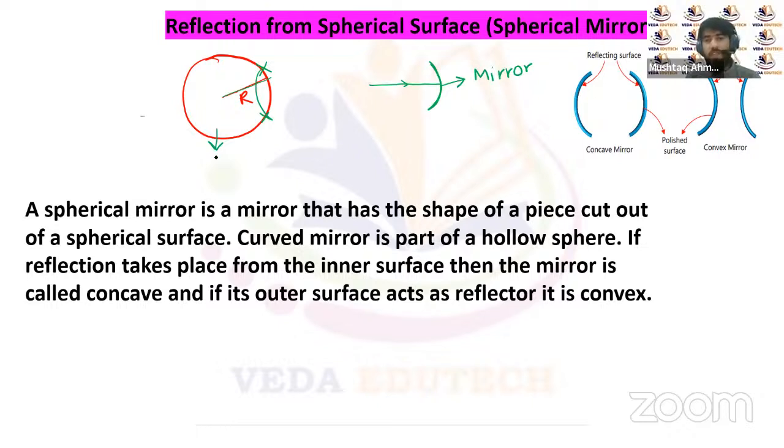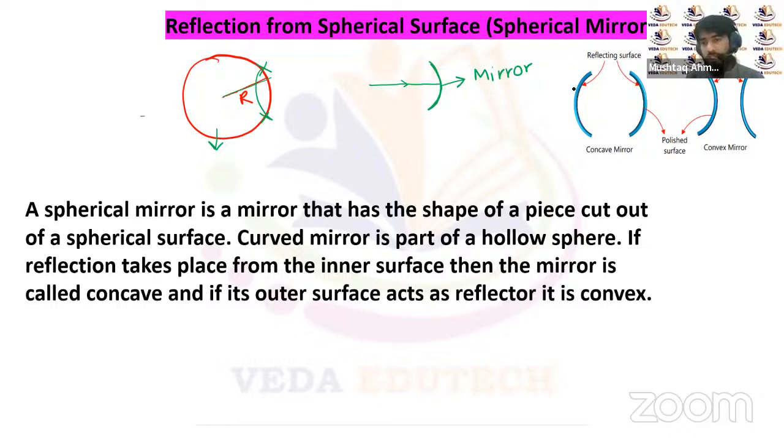Or we can say spherical mirrors are part of a sphere, the part of the sphere from which they have been cut out. Now, there are different types of spherical mirrors. One spherical mirror we call a concave mirror, another we call a convex mirror. Depending upon the polishing of the surface, that is, how the polishing is done for the formation of these mirrors, there are two types of mirror.